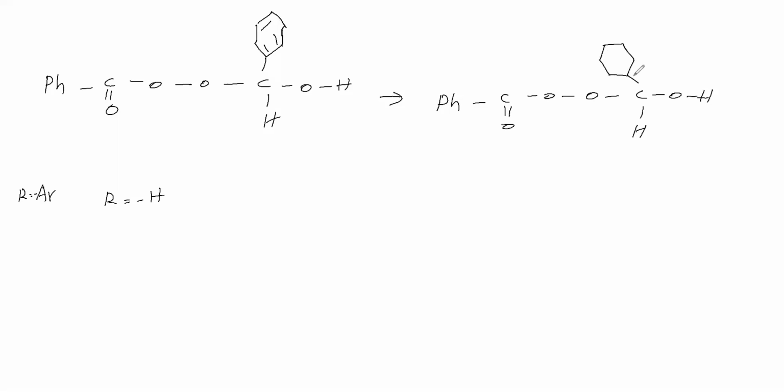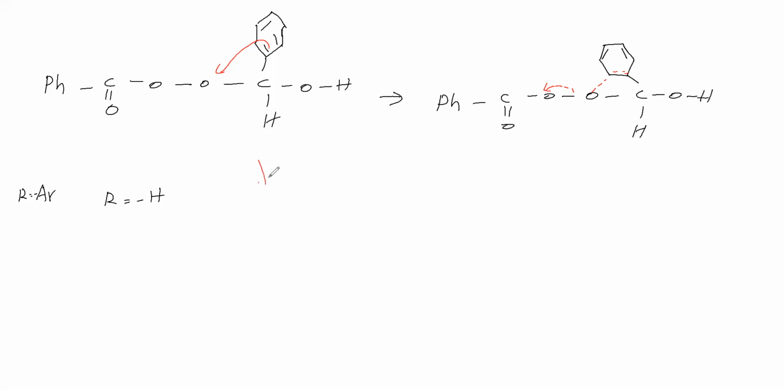If the phenyl ring is migrating, how will the transition state be? That is the point we have to see. Here the pi bond is there, no? This pi bond is attacking this, so the pi bond is making a partial bond here and a partial bond here. Like this the attack will be there, with partial bonds shifting this side and this side.